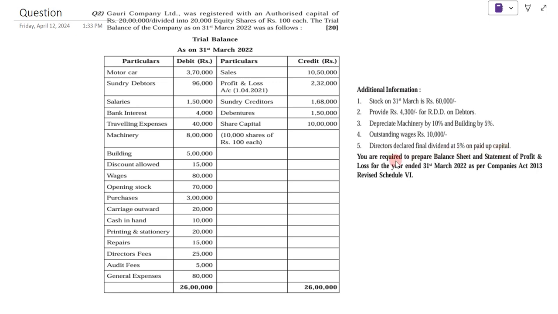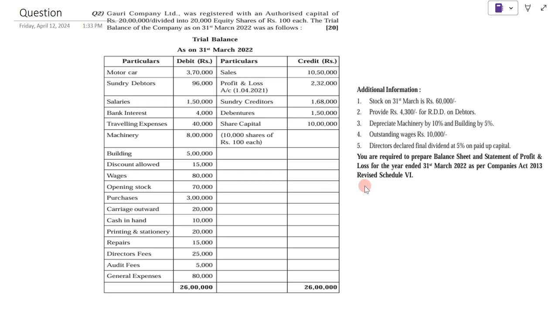You are required to prepare balance sheet and statement of profit and loss for the year ended 31st March 2022 as per Companies Act 2013. Okay, so now this was the question. Now how to solve this example?